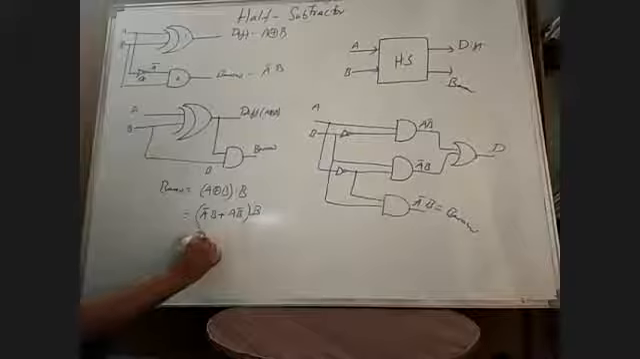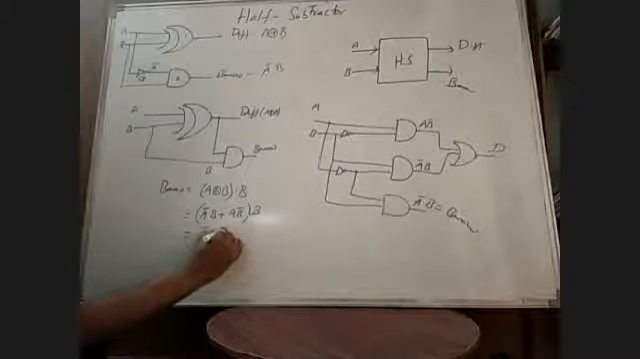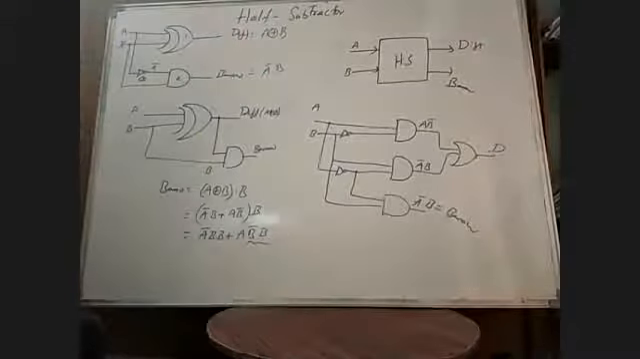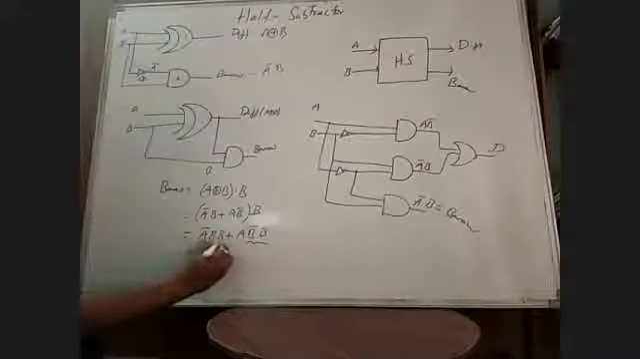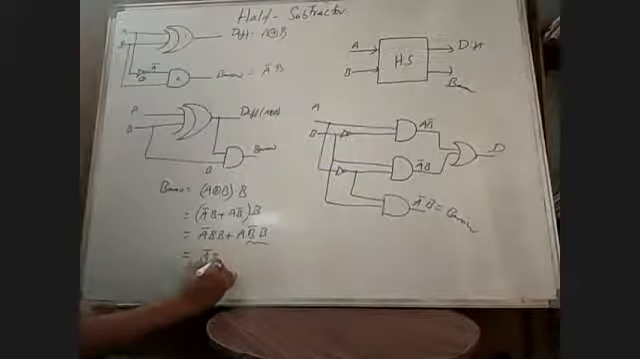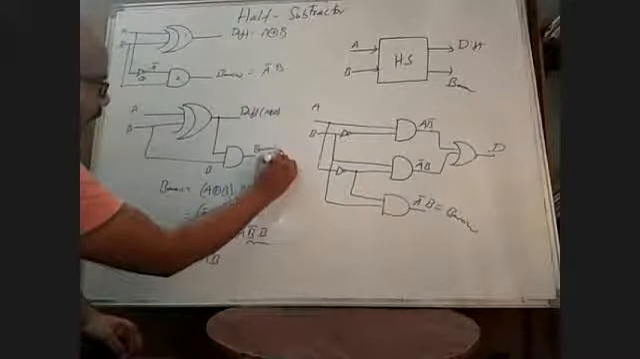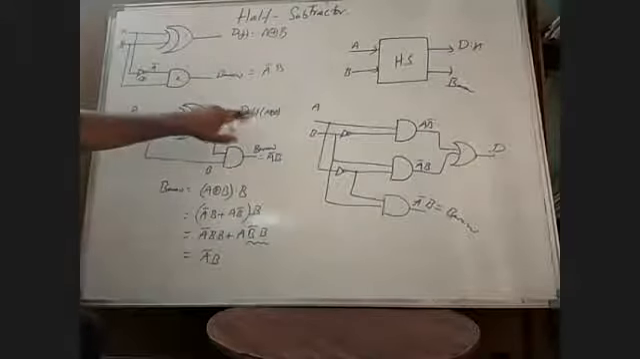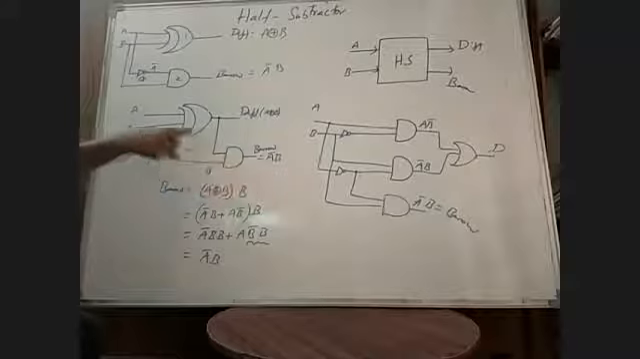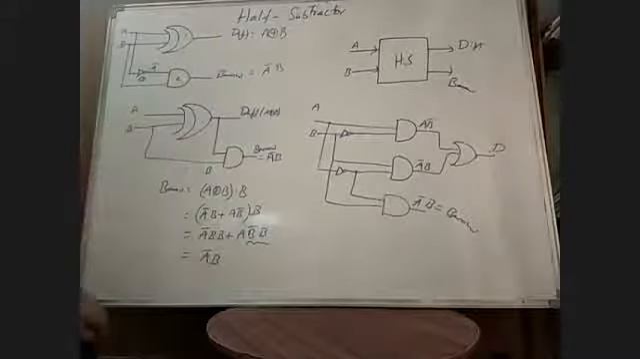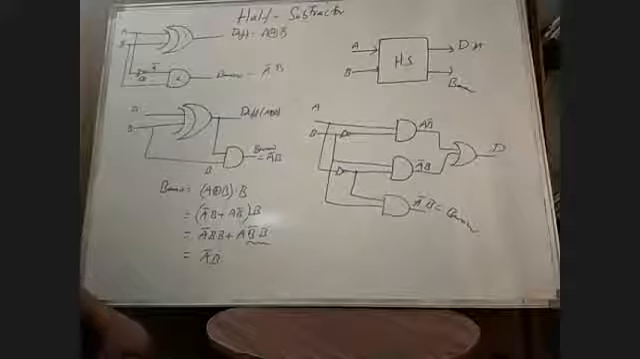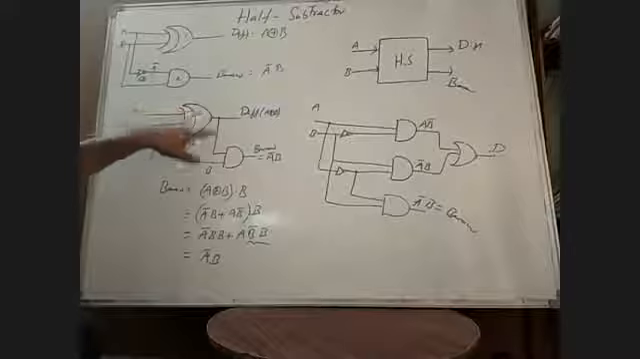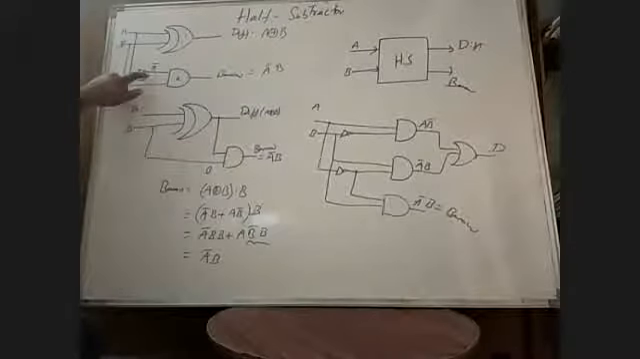Now multiply this: A bar B into B plus A into B bar into B. By using the complement law, this will be equals to 0. By using the null law, B into B equals B, so we can write this as A bar B. That is, this output will be equals to A bar B. No doubt. We can also realize the same difference and borrow expression using one XOR gate and one AND gate. In a half adder also we used one XOR gate and one AND gate. Similarly, in the half subtractor also we are using one XOR gate and one AND gate. There is no requirement of an inverter.